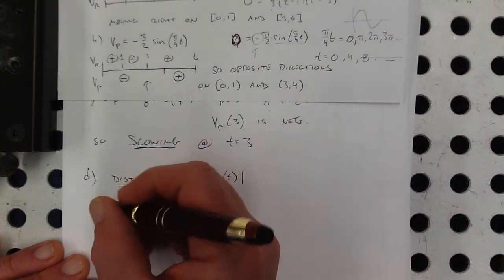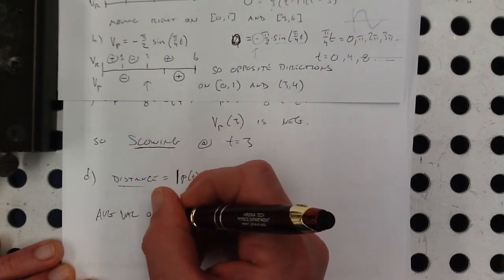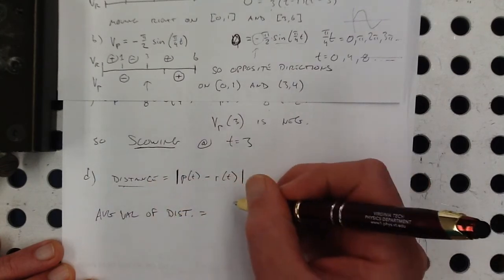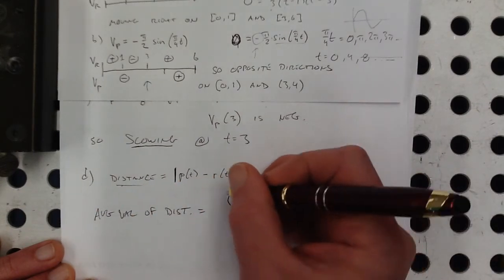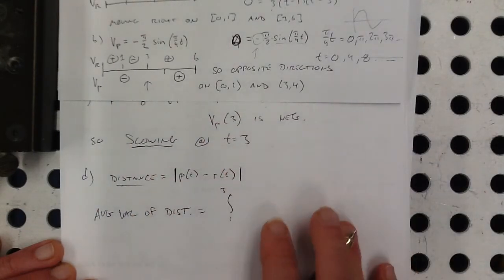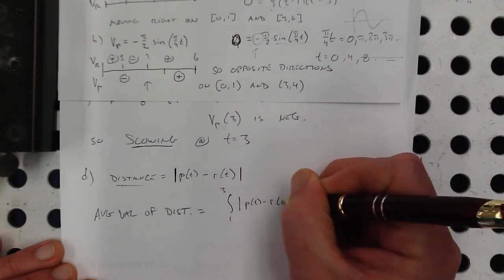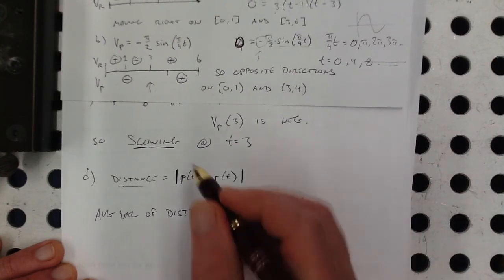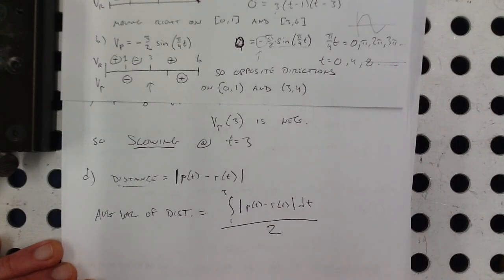And then if I want the average value of that, average value of the distance, or in other words, average distance, that's equal to the integral from 1 to 3 of my distance function, divided by how wide the interval is, 3 minus 1, or you know what 3 minus 1 is, right?